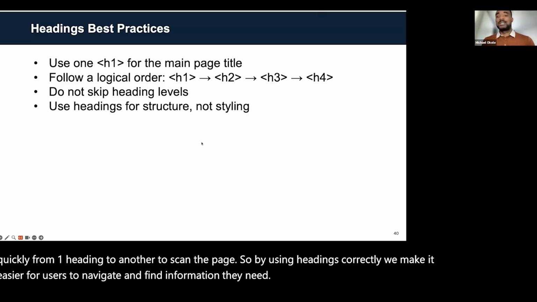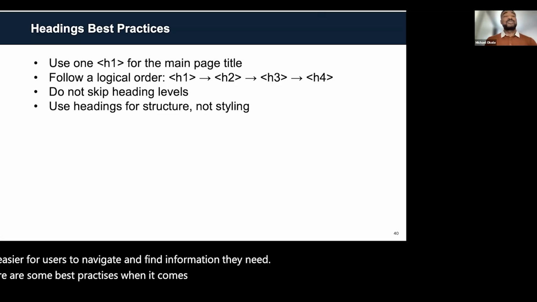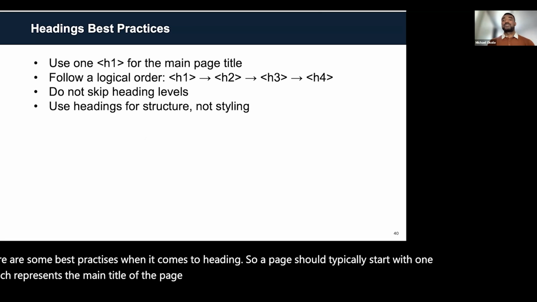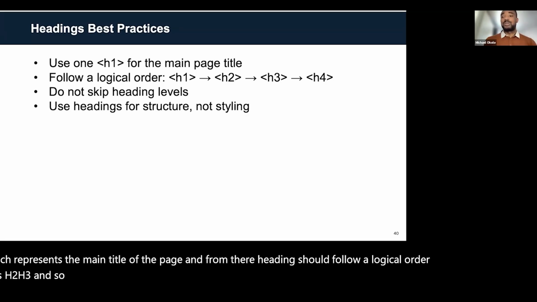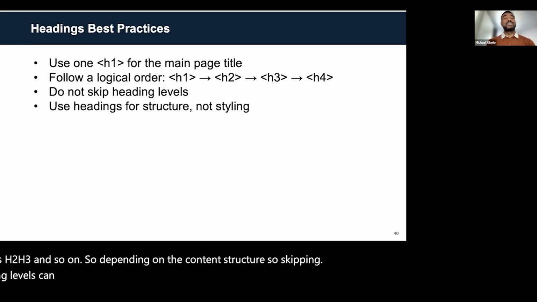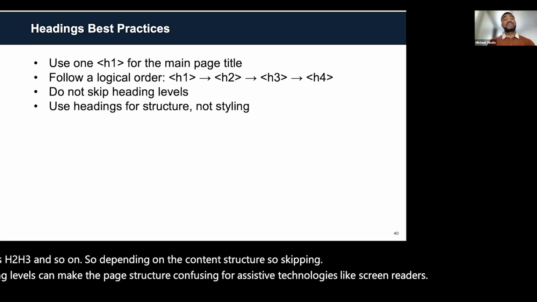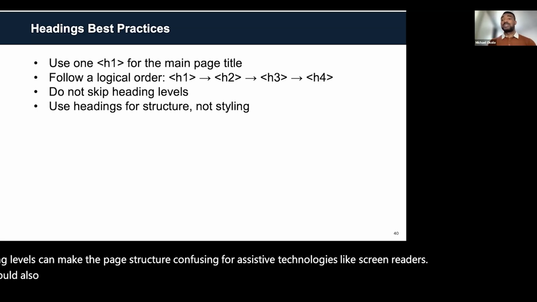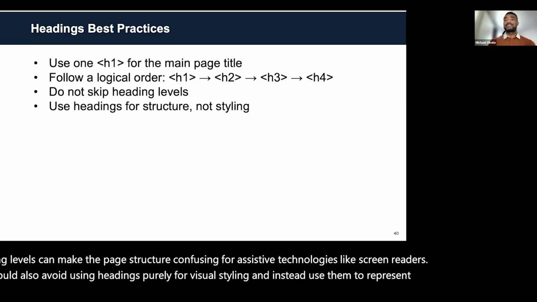So there are some best practices when it comes to headings. A page should typically start with one H1, which represents the main title of the page. And from there, headings should follow a logical order, such as H2, H3, and so on, depending on the content structure. Skipping heading levels can make the page structure confusing for assistive technologies like screen readers. We should also avoid using headings purely for visual styling and instead use them to represent the actual structure of the content.